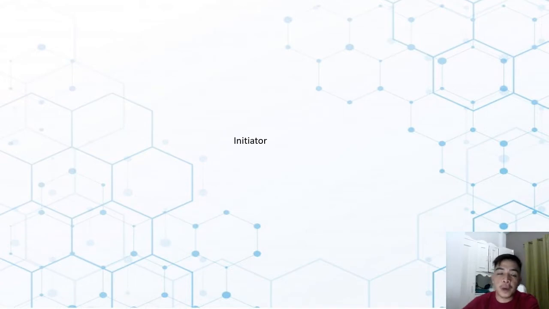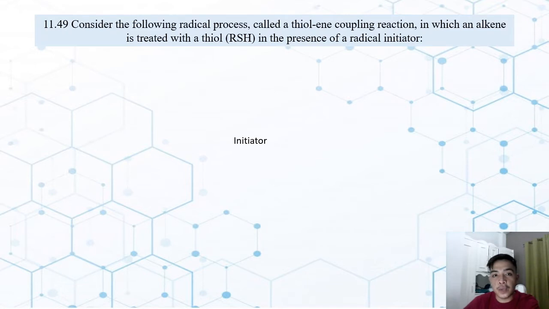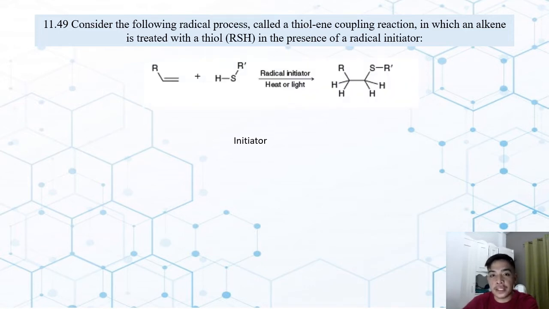For problem 11.49, consider the following radical process called a thiol-ene coupling reaction, in which an alkene is treated with a thiol, RSH, in the presence of a radical initiator. This is the net reaction, and in this reaction, two groups, RS and H, are added across the pi bond in an anti-Markovnikov fashion. This reaction resembles the anti-Markovnikov addition of HBr across a pi bond. Using this reaction as a guide, we can draw the following initiation and propagation steps.